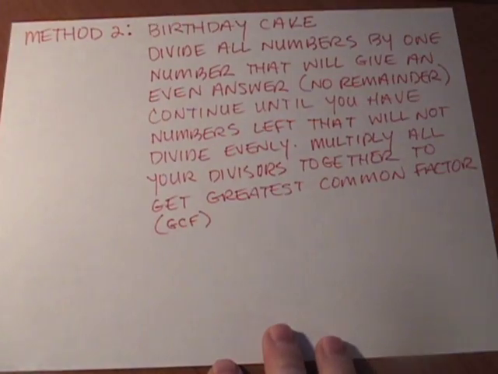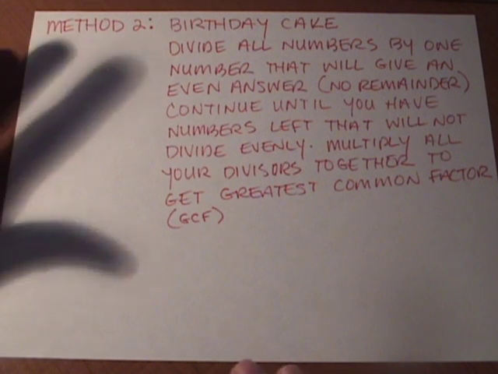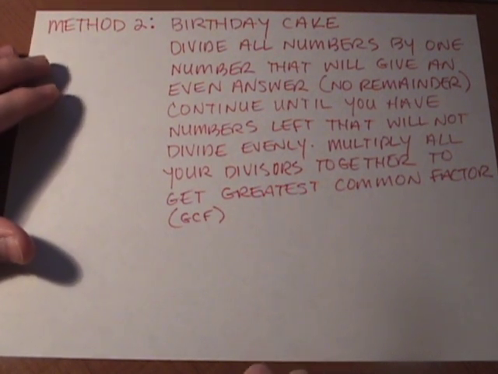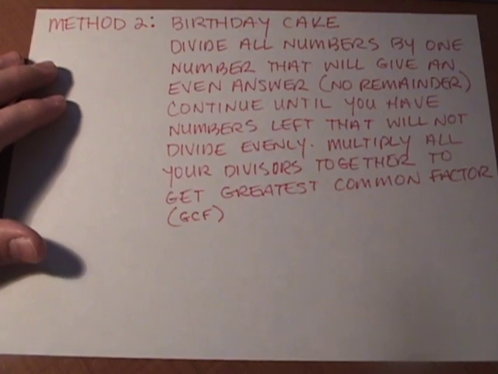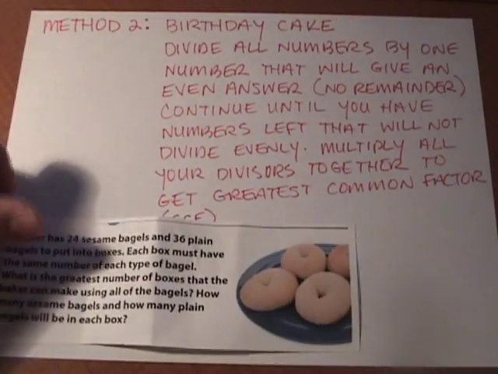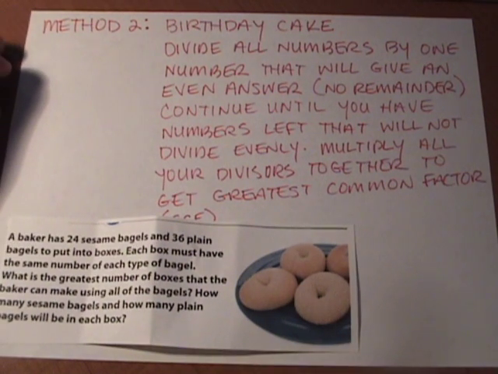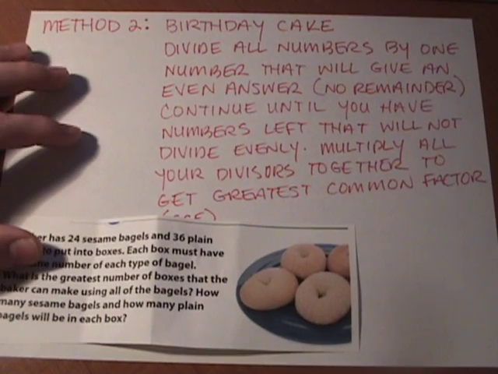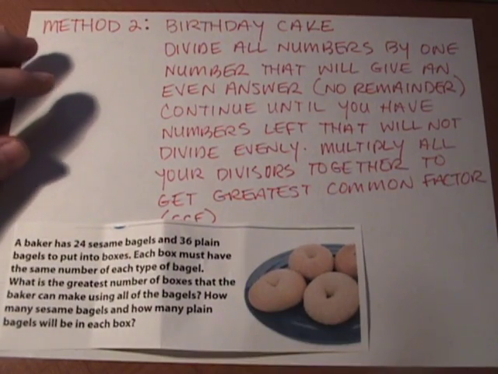The second method that I want to talk about is commonly referred to as the birthday cake method. Now, you'll see why it's called that here in a second, but we're going to go back to our existing problem where we have the baker. He has 24 sesame bagels and 36 plain bagels. Same exact problem. I'm not trying to make it difficult.